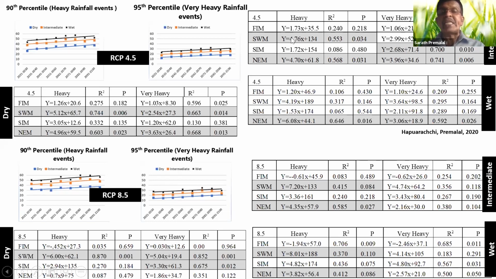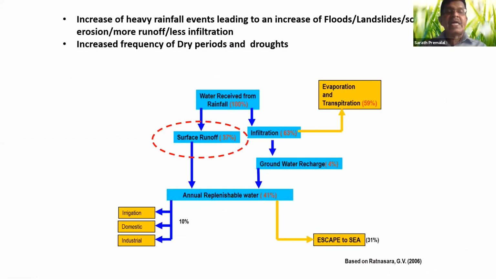So extreme rainfall is increasing, and it is very significant. The p values are almost 0. So this is the scenario for the future about extreme rainfall events. With the increase of heavy rainfall events, there will be an increase of floods, landslides, and also soil erosion, more runoff and less infiltration, and also an increase in the frequency of dry periods and droughts.